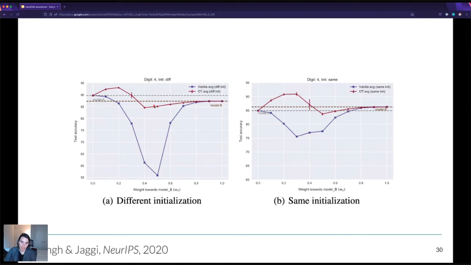Whereas if they use this kind of alignment, this optimal transport averaging that they argue for, they can really conserve the performance. And when they initialize them the same way, the effect isn't as dramatic, but it's still present. So this optimal transport averaging, rather than just a naive averaging, performing some kind of alignment first and then averaging, allows you to really recover performance between models that otherwise, because of individual differences, would be very difficult to compare directly.